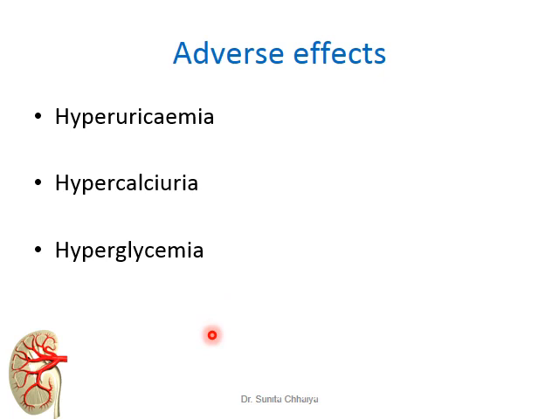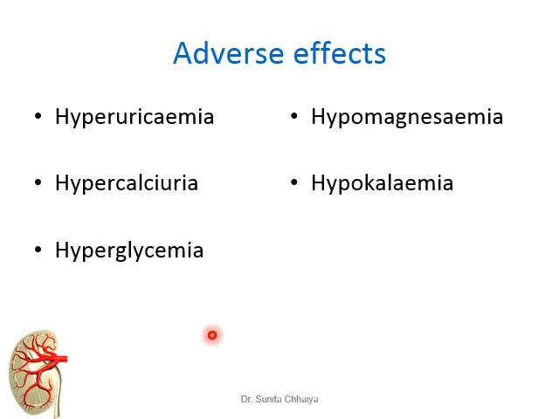They can also produce hypo effects: decrease in magnesium level and decrease in potassium level, as well as an ototoxic effect. They can directly damage the inner ear and produce an ototoxic effect. So they are contraindicated to be used with other drugs which also produce ototoxic effects, like aminoglycoside antibiotics. They also have the ability to produce ototoxic effects.